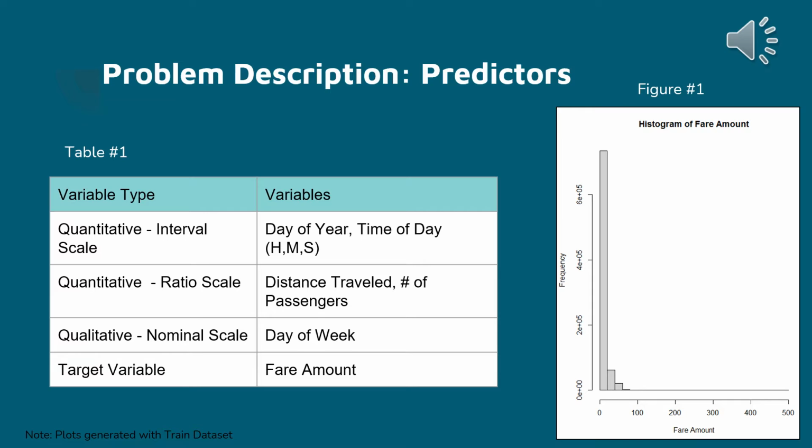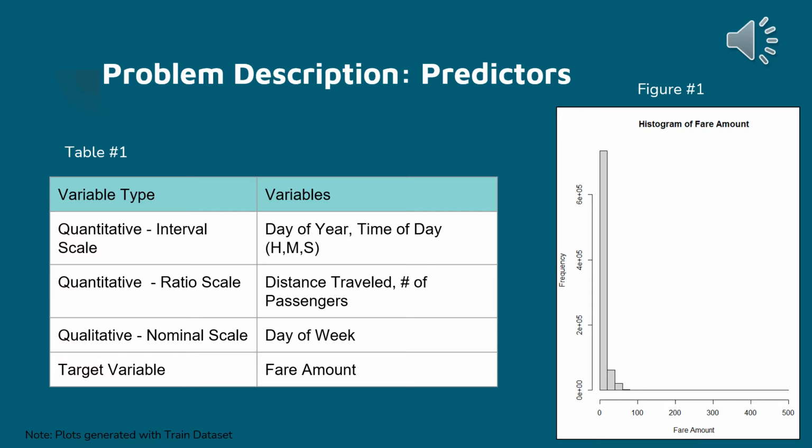Table 1 shows the breakdown of variable type and what the actual variables are. For our quantitative variables in the interval scale, we have day of the year and time of the day by hours, minutes, and seconds. For the quantitative variables in the ratio scale, we have distance traveled and number of passengers. For our qualitative data, we have day of the week. And as you can see in Figure 1, that's a histogram showing the fare price, in which we are mostly under $25, with the exception of a few outliers.